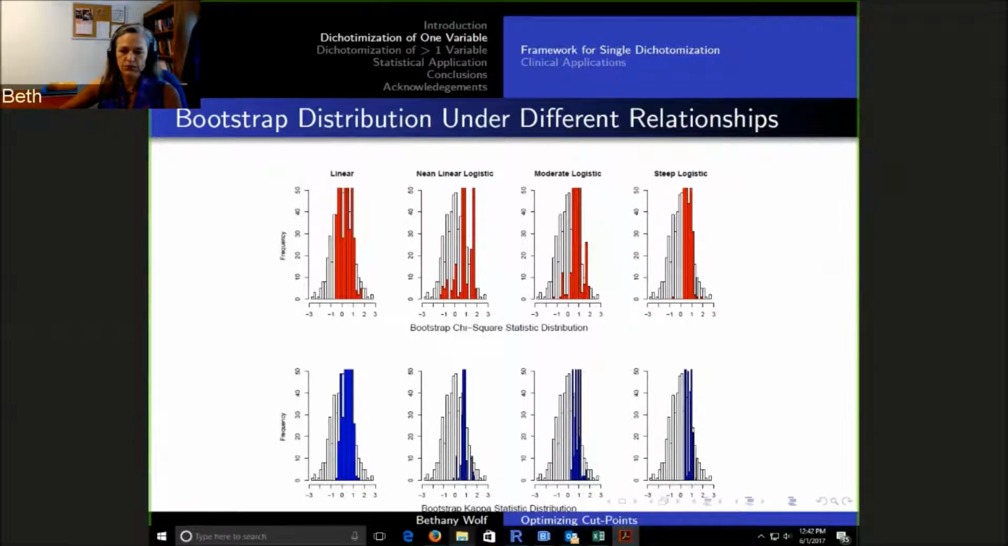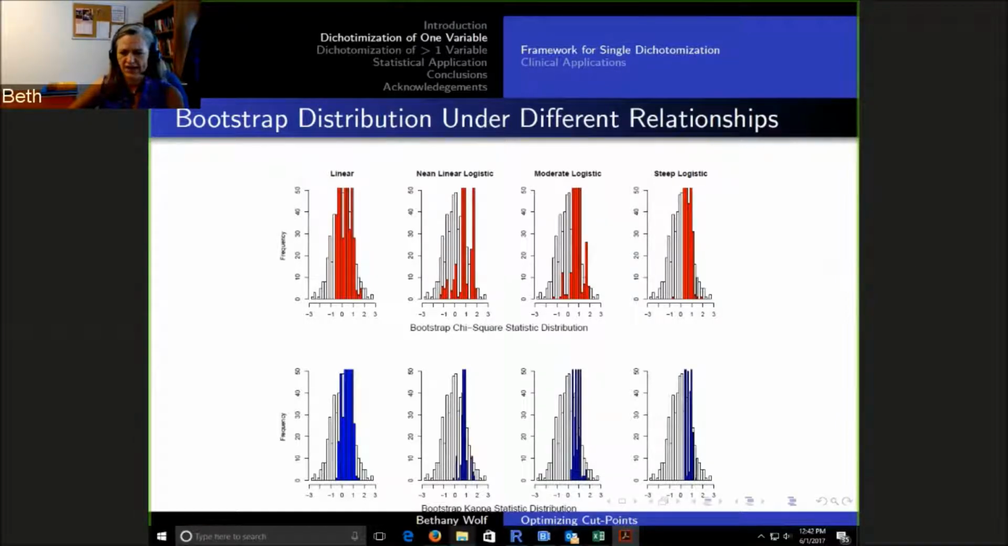And so on the top, we're looking at the chi-square distribution, or the distribution for the chi-square statistic. On the bottom, we're looking at the distribution for the kappa statistic. This is a little less clear than the last slide, but certainly the kappa statistic, particularly for the near linear logistic, chooses too narrow of a range and would suggest that you should choose a cut point, whereas the chi-square distribution is still a little bit more spread out.